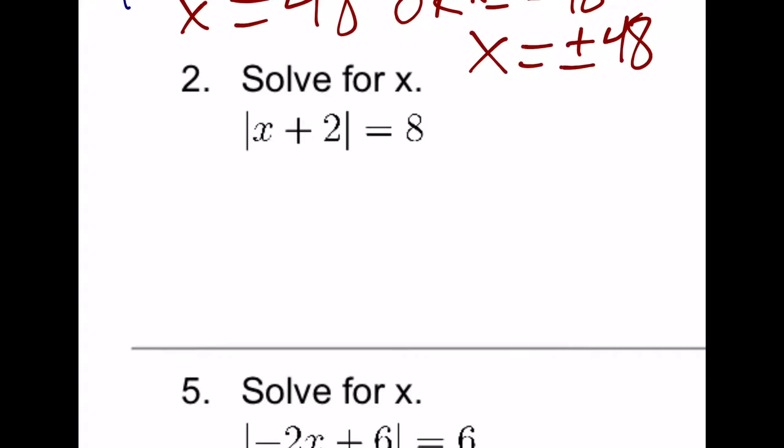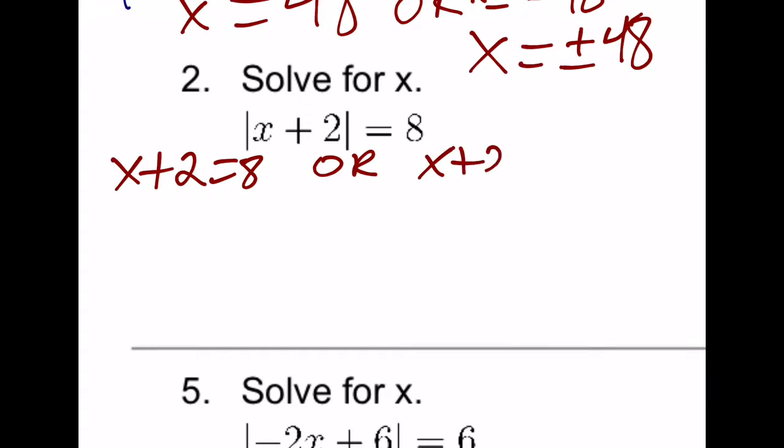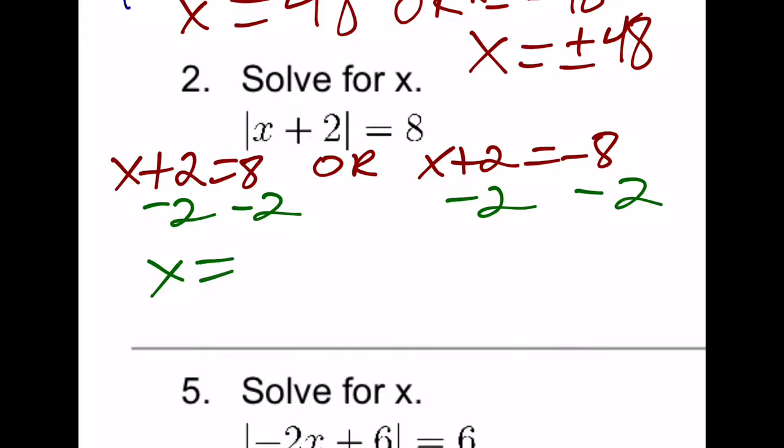Number 2. Again, we have the absolute value of something is equal to a positive number. So we split it and make it x plus 2 equals 8, or x plus 2 is equal to negative 8. We subtract 2 from both sides. Either x is 6 or x is negative 10.